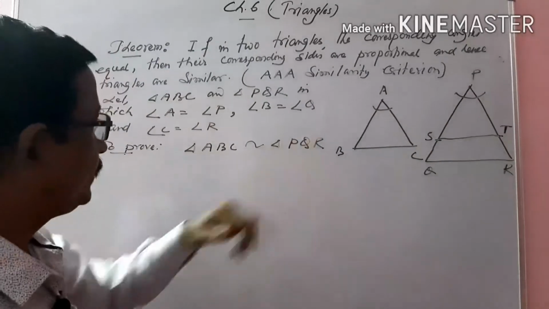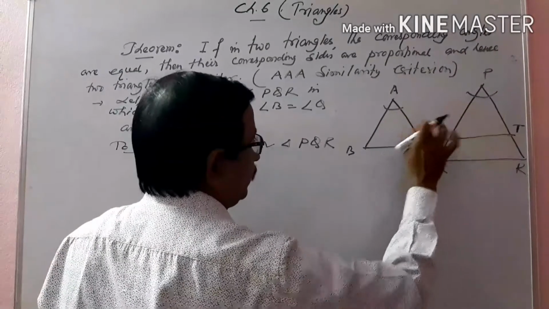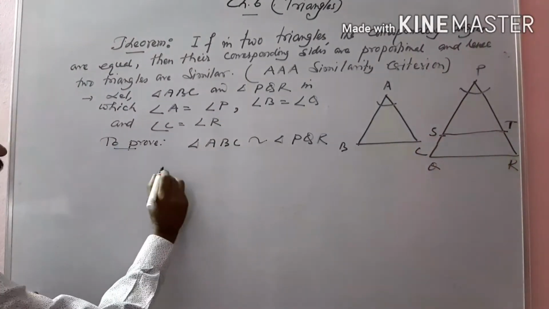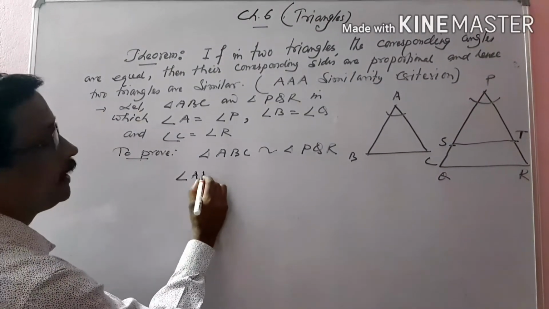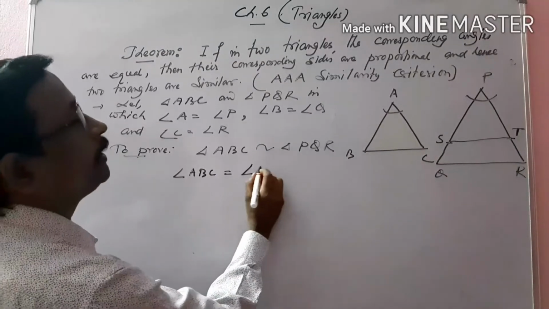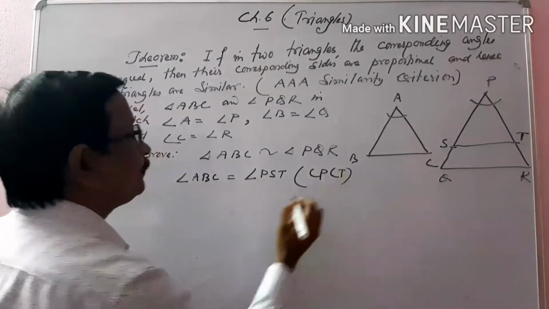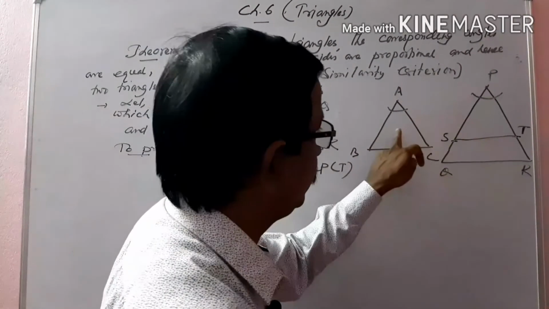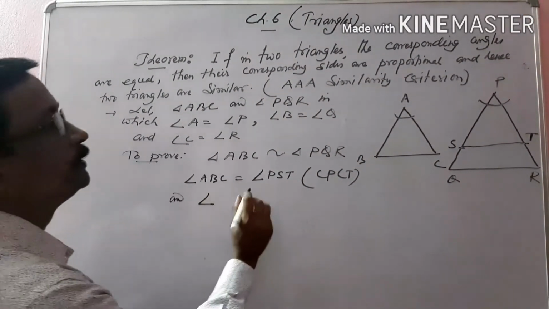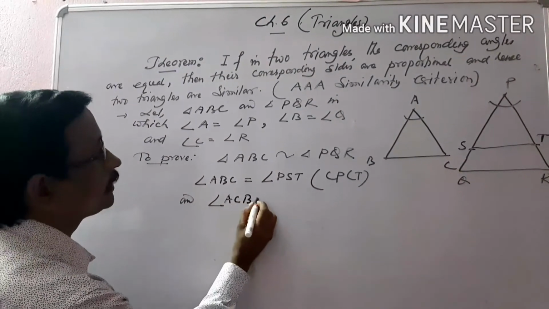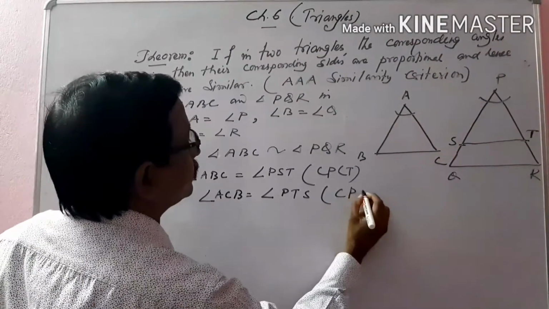Okay guys, next part, that is one we can write there. This already I proved, this triangle and this triangle congruent. Then we can write there angle of ABC equal to angle of PST. On what condition? By CPCT. Why CPCT? These two triangles we have shown congruent. Okay. And another one can write angle of ACB equal to angle of PTS. This also same reason, CPCT.